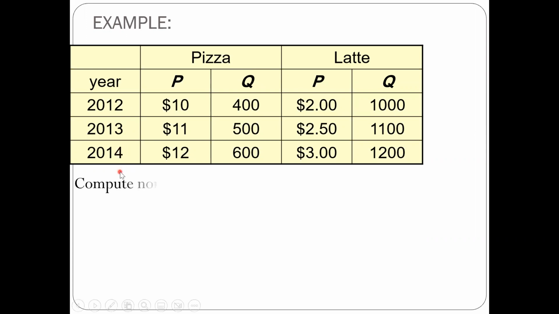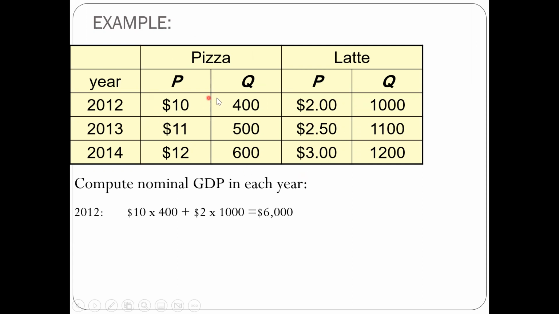So in this example, we want to compute the nominal GDP in each year. In order to compute the nominal GDP in each year, we take the price of the first good multiplied by its quantity plus the price of the second good multiplied by its quantity. So here the price is 10 multiplied by 400 plus 2 multiplied by 1000. It will equal $6,000. This is the nominal GDP for year 2012.